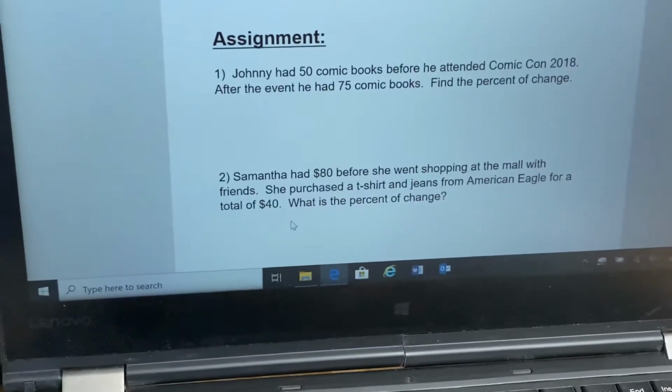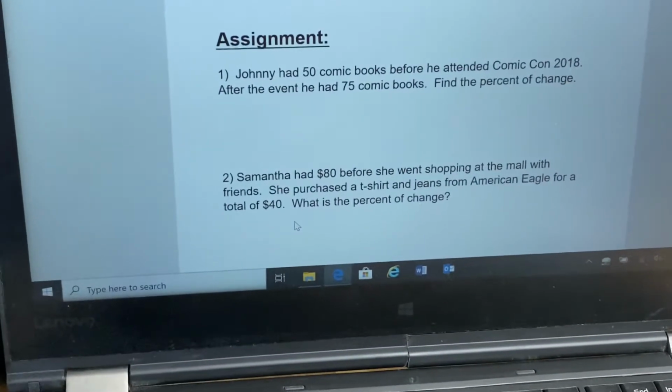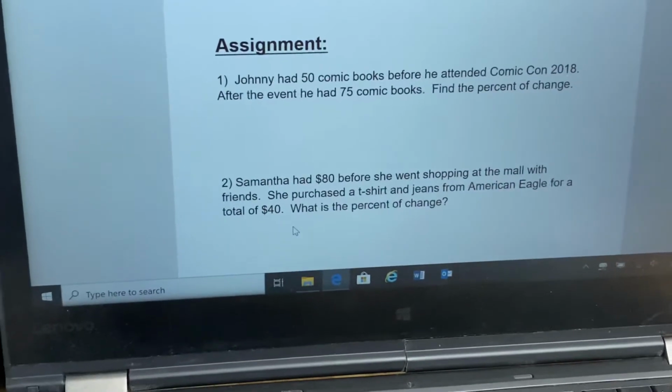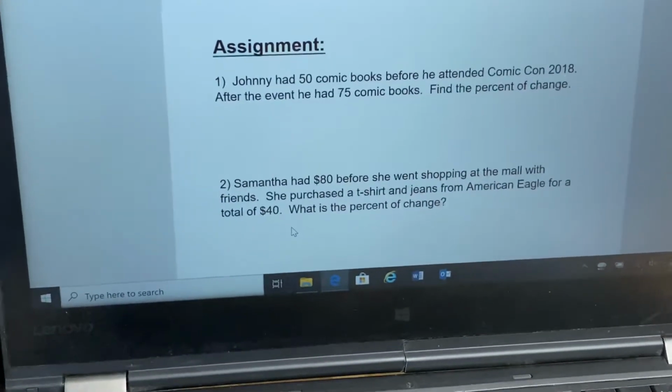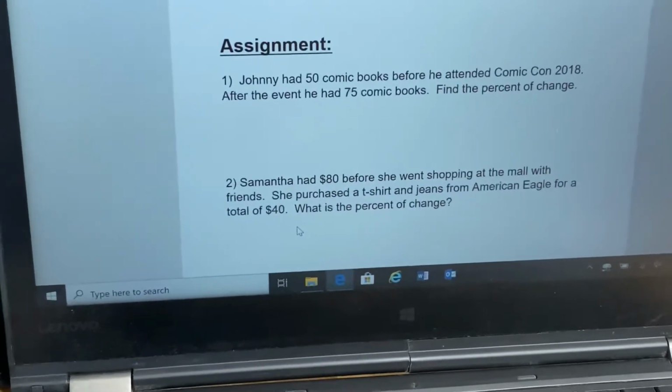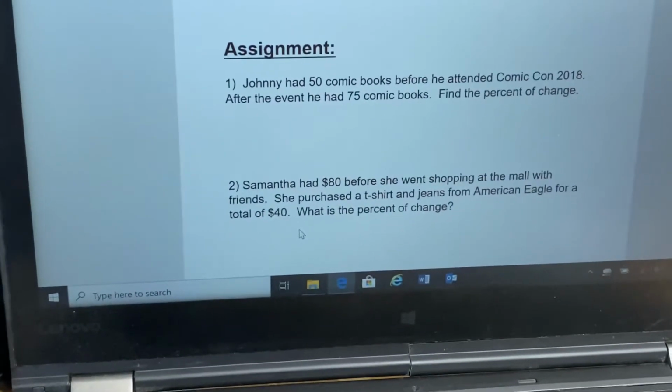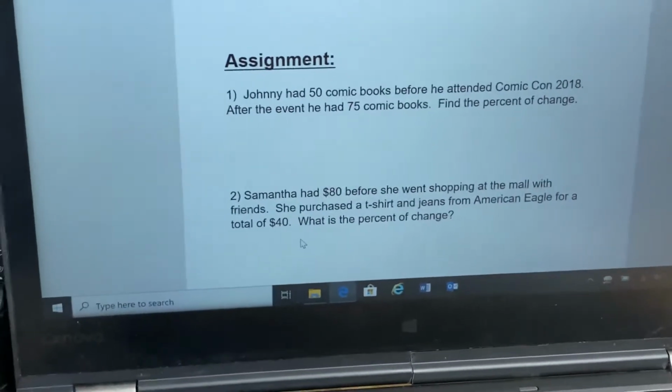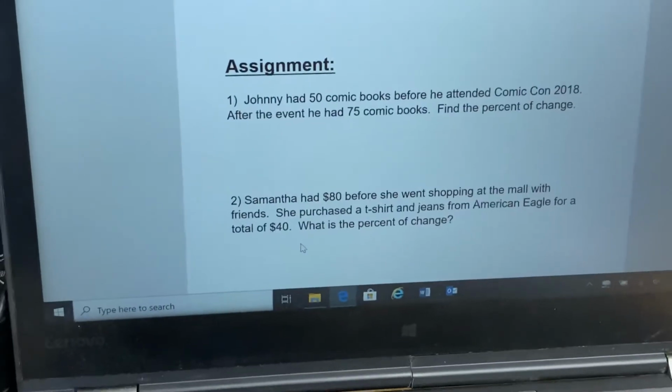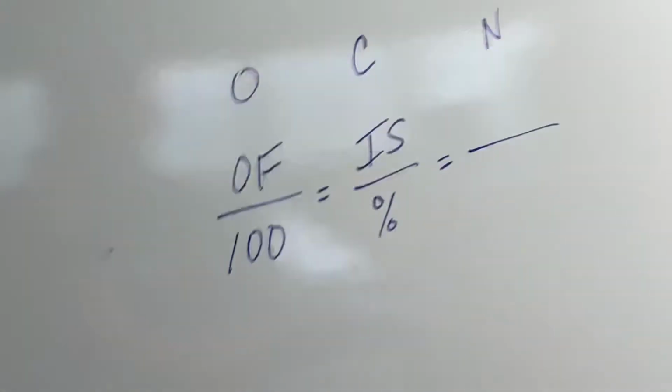minutes of iReady. So the first one says Johnny has 50 comic books before he attended Comic-Con. After the event, he had 75 comic books. Find the percent change. So once again, it's still asking us to find the percent change, but it's in a word problem format. So let's get you set up here again. So I can solve the problem on the board.